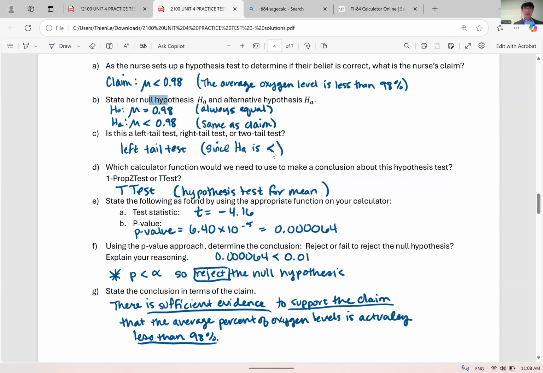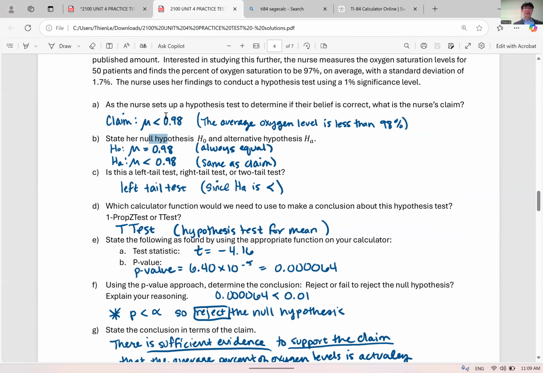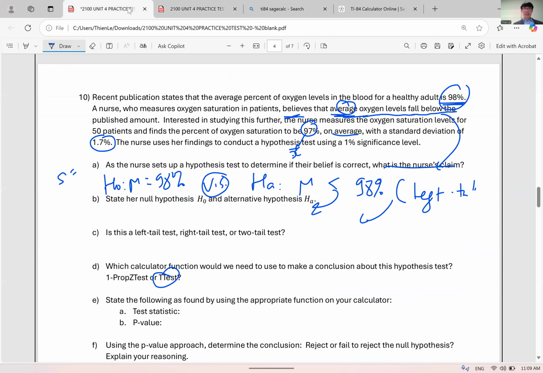And this is much less than alpha, so you reject the null. You reject the null, which means there's sufficient evidence to support the claim that the average is actually less than 98%. Be a little bit careful with the measurement unit here: 98% and 0.98. It is 0.98 here.